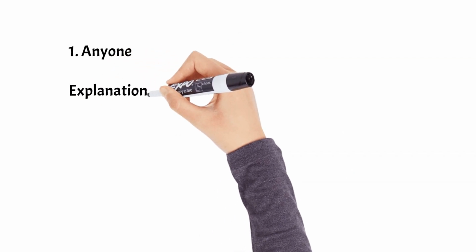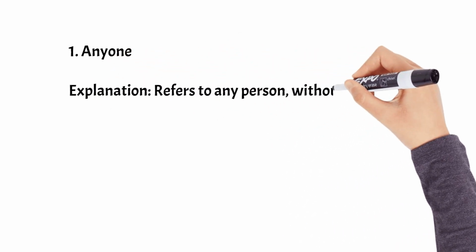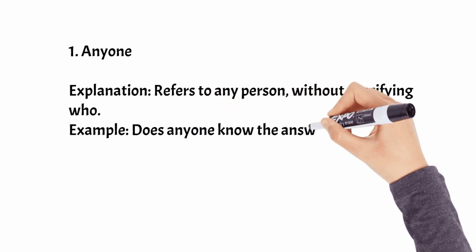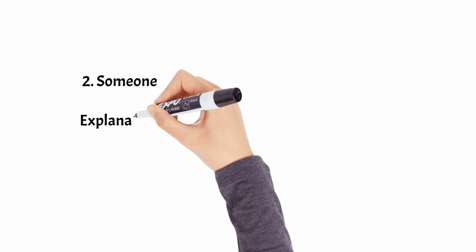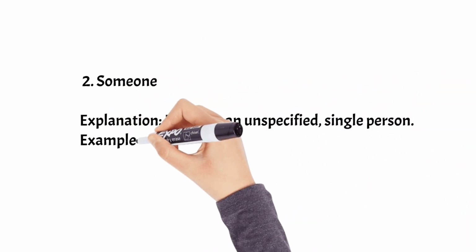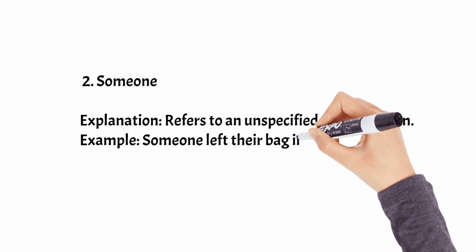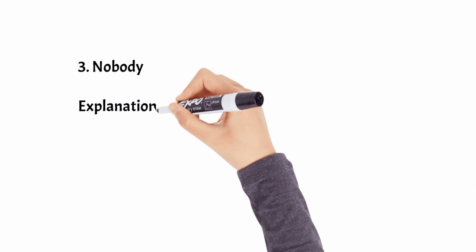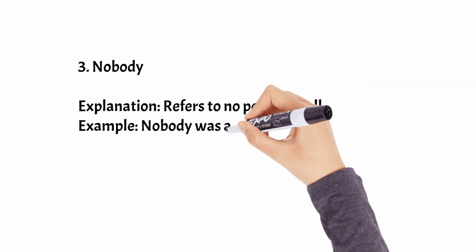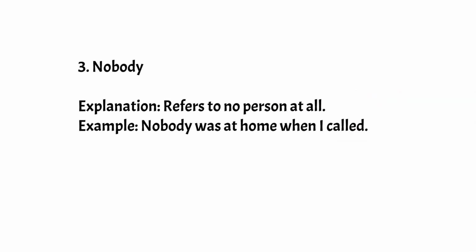1. Anyone. Refers to any person, without specifying who. Example, does anyone know the answer to this question? 2. Someone. Refers to an unspecified, single person. Example, someone left their bag in the classroom. 3. Nobody. Refers to no person at all. Example, nobody was at home when I called.